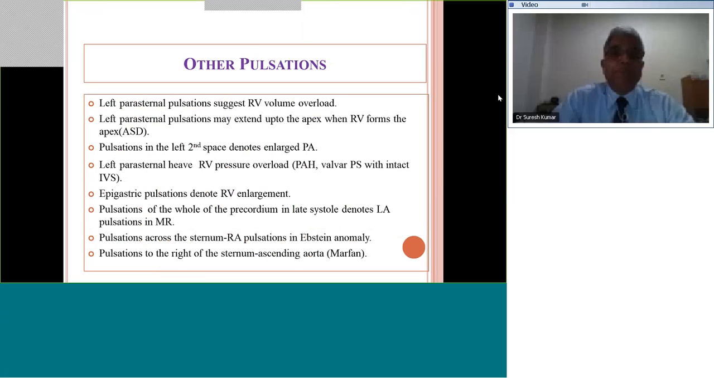Other pulsations apart from apex beat, left parasternal pulsations would suggest RV volume overload. Left parasternal pulsations may extend up to the apex when the RV forms the apex, as in an atrial septal defect.